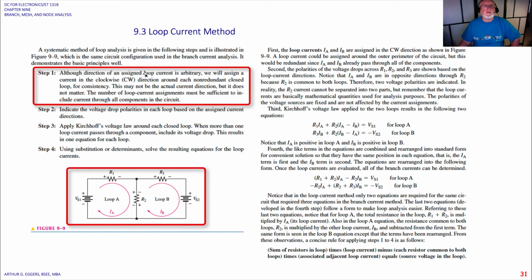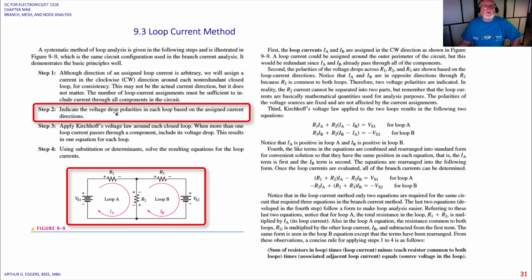Although the direction of an assigned loop current is arbitrary, we will assign current in the clockwise direction around each non-redundant closed loop for consistency. This may not be the actual current direction, again, as we saw before, but it doesn't matter. The number of loop current assignments must be sufficient to include current through all components in the circuit. So in this case, you can see we've got two loops, A and B, and current I sub A, I sub B.